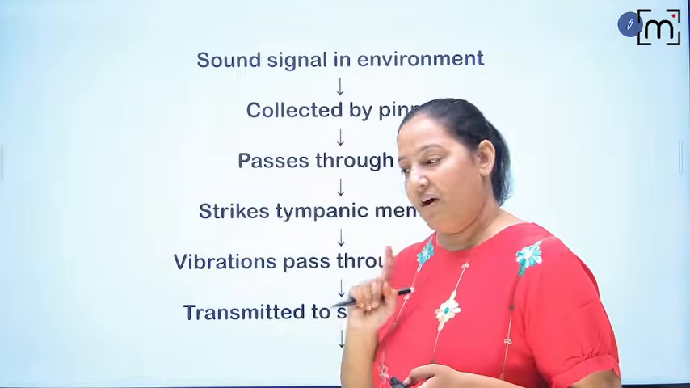Then what happens ahead? Tell me the complete flowchart till the auditory area in your brain. What is the auditory area in your brain? Brodmann's area 41. So how is the complete auditory pathway? Tell me the physiology of the ear. Quick, fast. So one by one we will see.